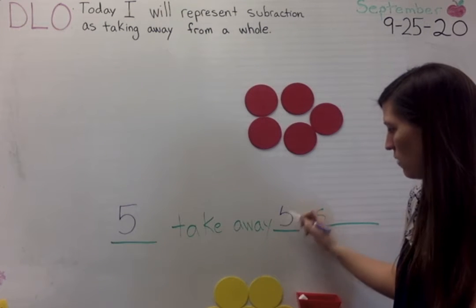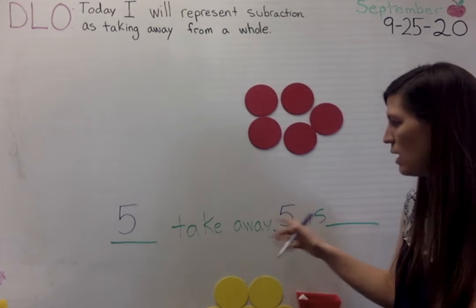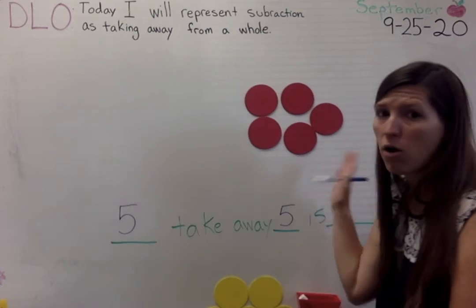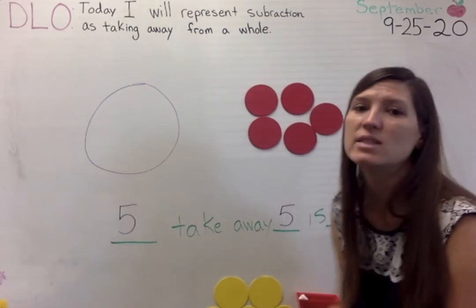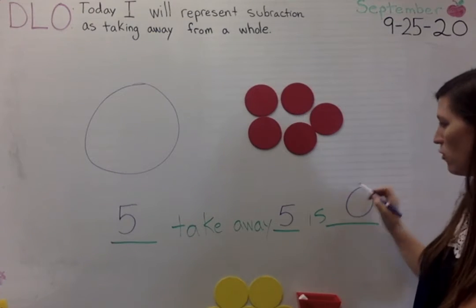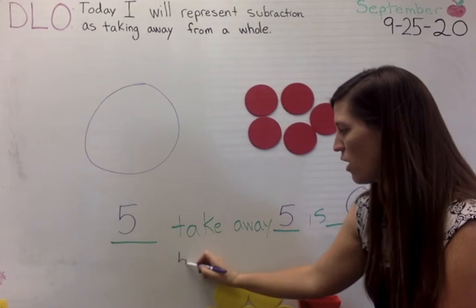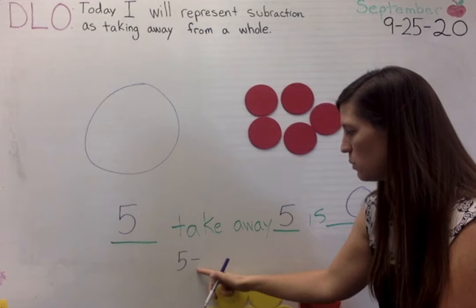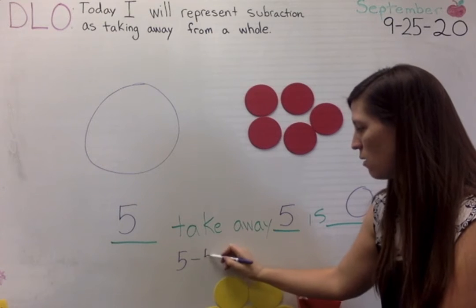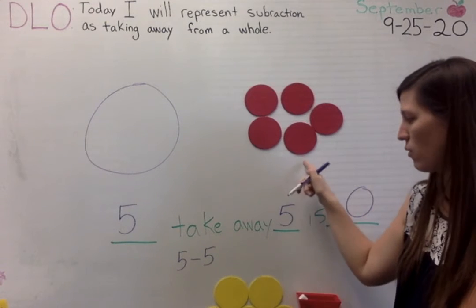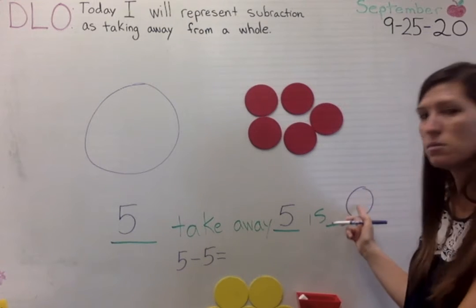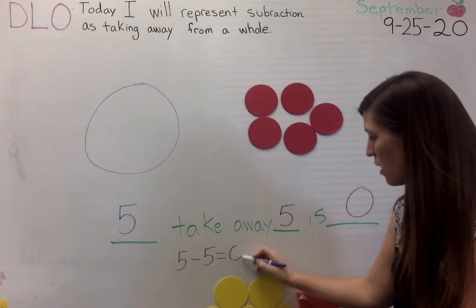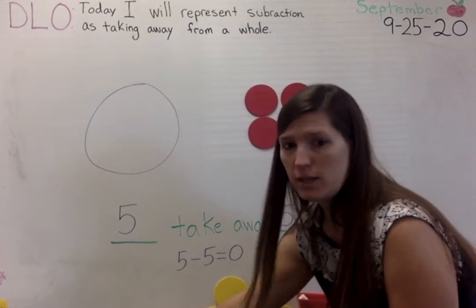Short neck, belly fat, Mr. 5 wears a hat. If I have 5 and I take all of them away, how many are left? 0. If I were to write this as an equation, it would be 5 minus, because minus means take away, 5, because I took 5 away, equals, my difference is 0. There's nothing left. Let's do another one.